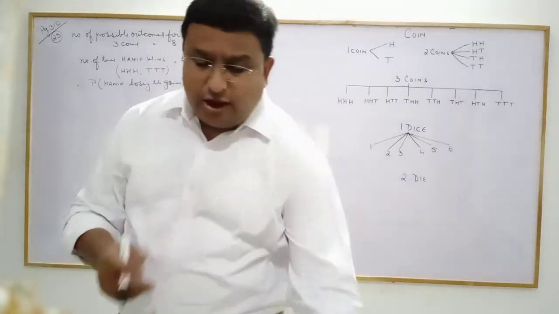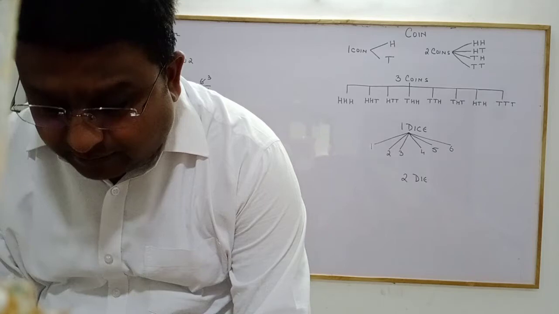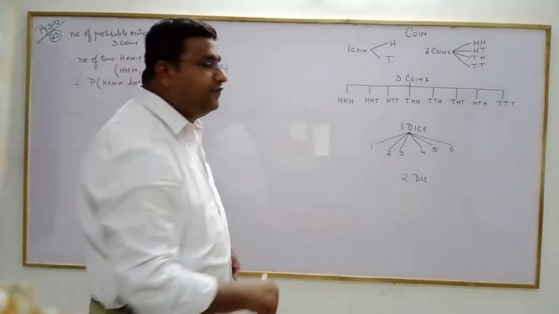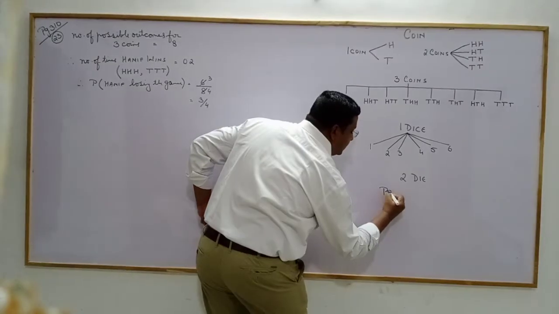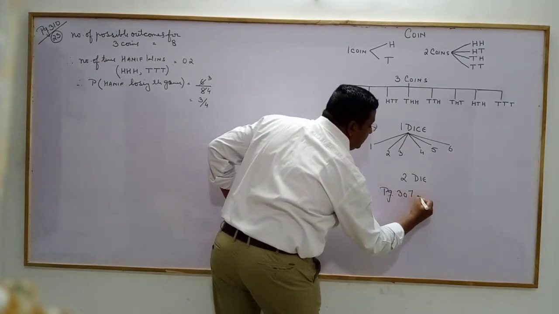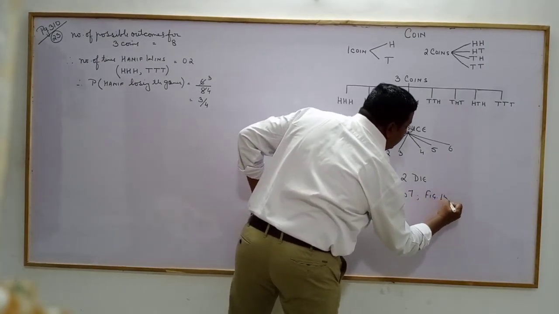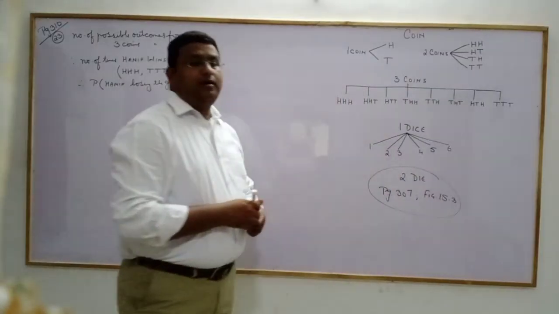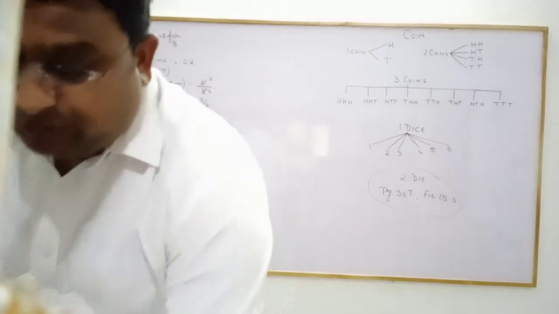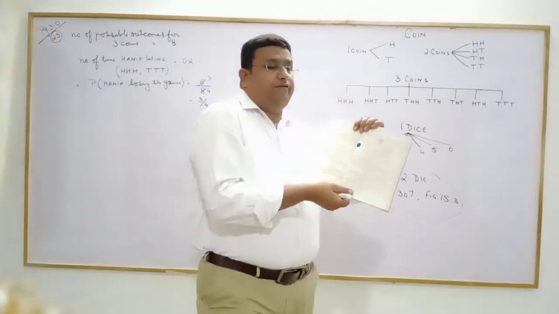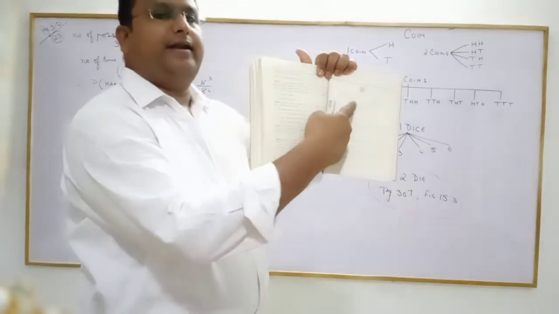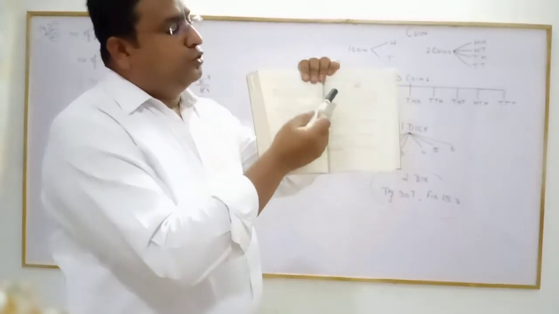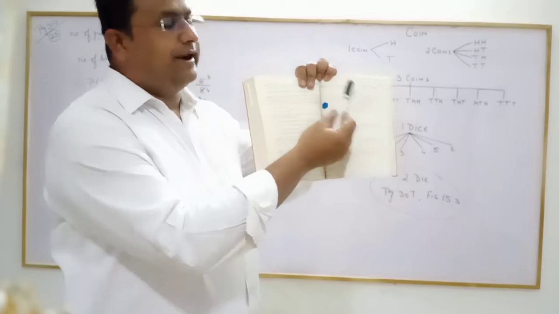You can turn to page number 307, figure number 15.3. Please check that figure. This figure is there in your book. You can see that figure. Two dice are there. One is blue and one is grey.